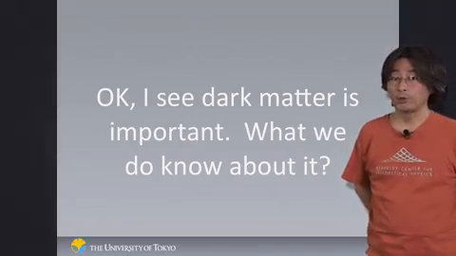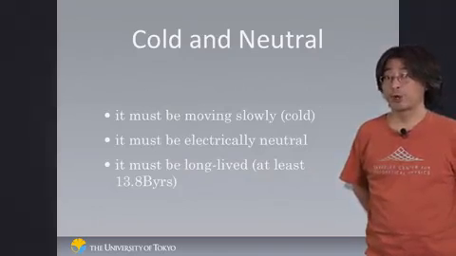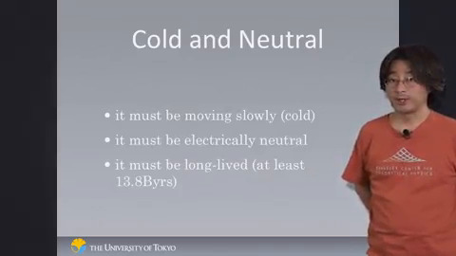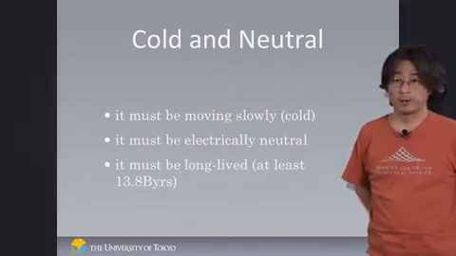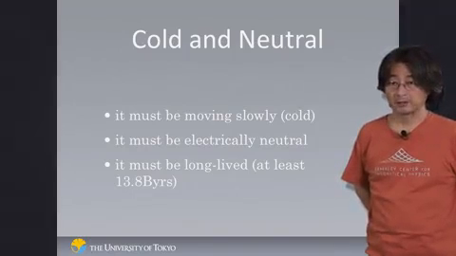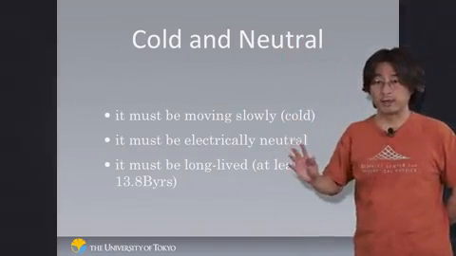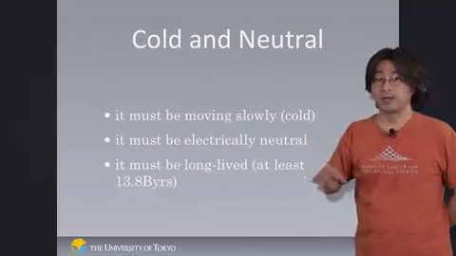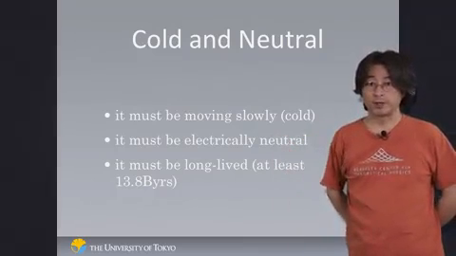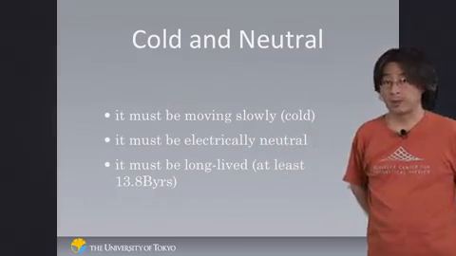One thing we know is that it must be moving slowly. We call this property cold. We talk about cold dark matter, because something hot is moving about very quickly, but something cold moves about very slowly. So we call it cold dark matter.